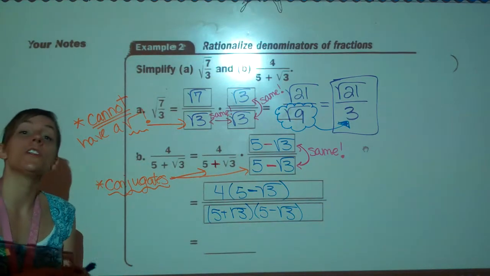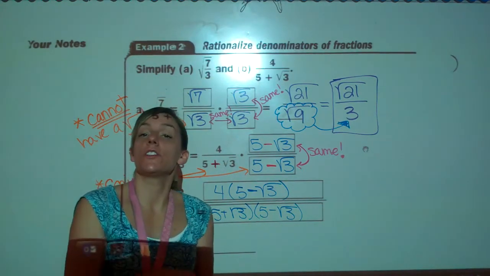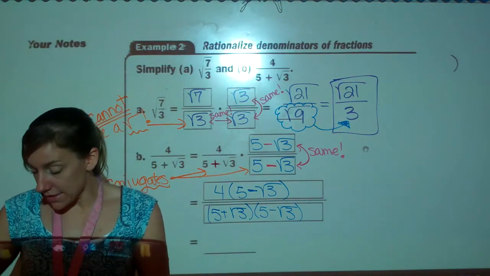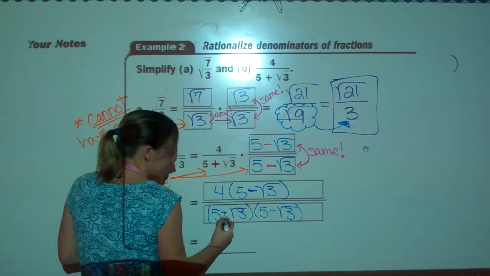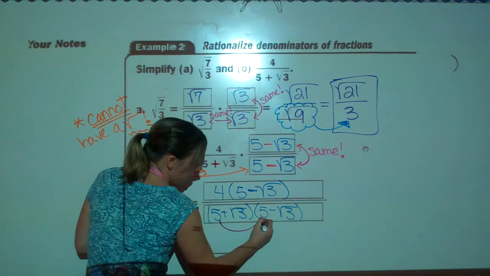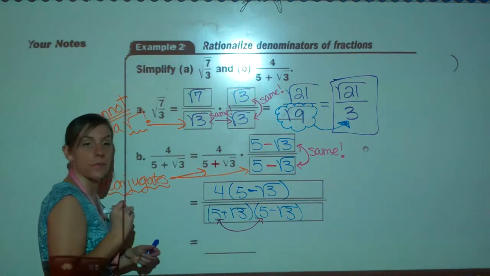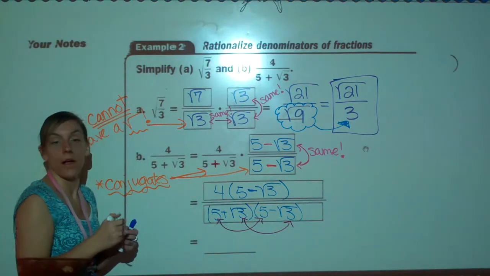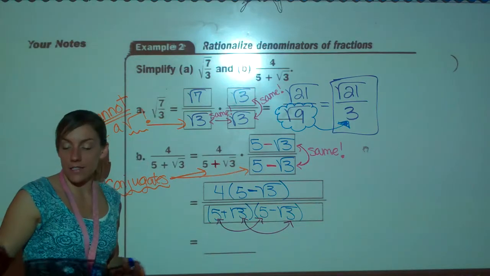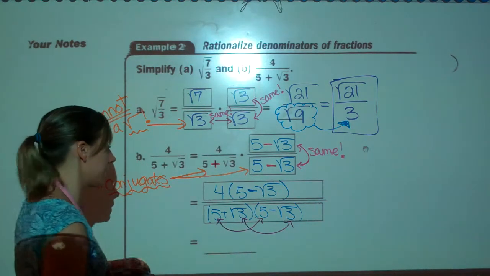And even though we should FOIL, even though we should use our box, every single time we do that, we actually have a shortcut. And what happens is, really, just first times first multiply and last times last multiply. Okay, because the middles cancel out. The outside and the inside cancel out.